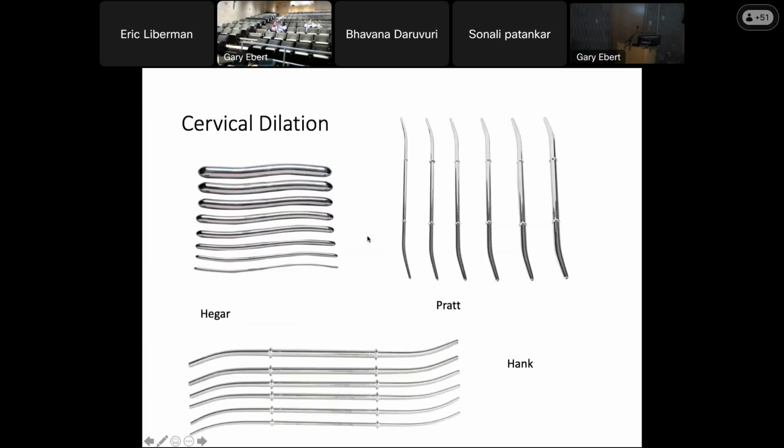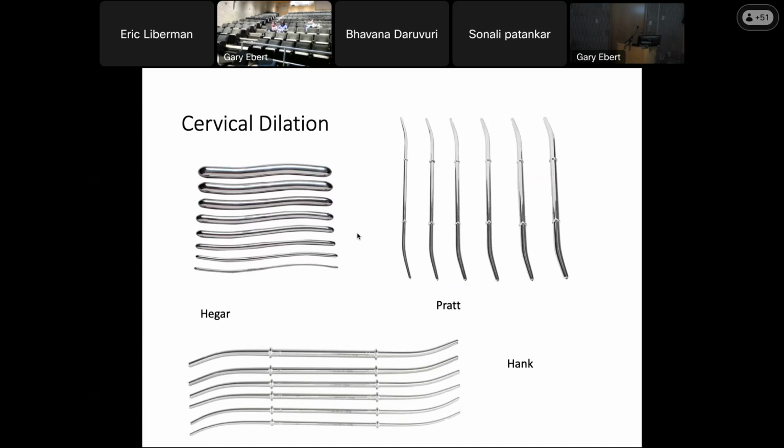Just for the residents, there are different types of cervical dilation, obviously. If you're doing an office scope, oftentimes it's not necessary to do dilation, depending upon the patient. Obviously, if you have a patient with 3 prior C-sections and cervical stenosis, she's not going to be a good candidate for an office hysteroscopy.